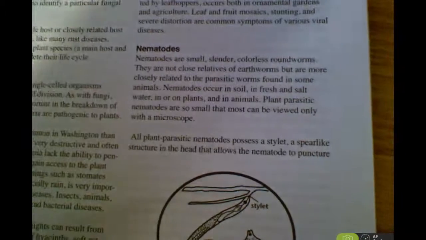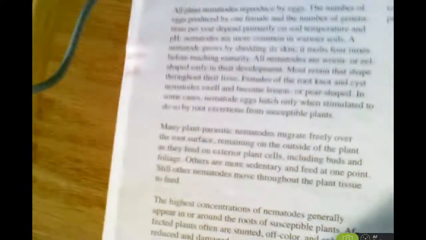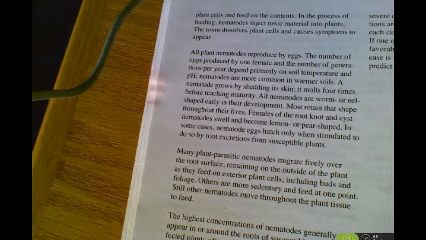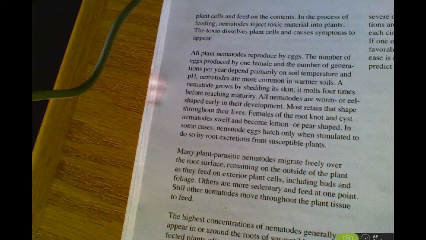The plant parasitic nematodes are very small within the world of nematodes, and when they were classified, that's not really something they thought about. They were kind of an afterthought. So our interest in nematodes as far as in plants is very small with nematologists. But notice all plant nematodes reproduce by eggs, and eggs are produced by a female.